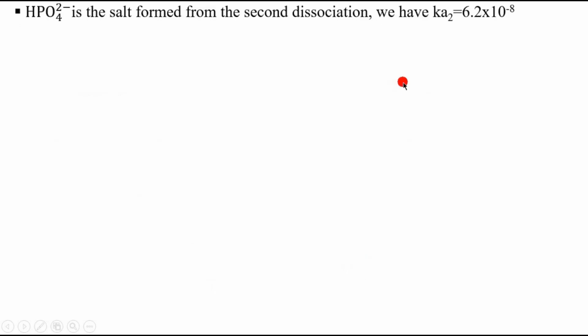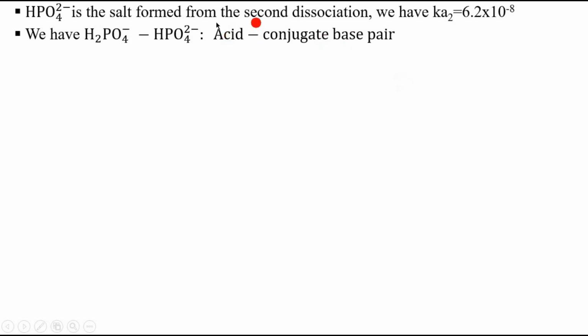So if a salt is formed from the second dissociation, that means we use Ka2. So we have this one and this one. We have the acid and its conjugate base, that's what we have as a mixture. Then this one dissociates to give H plus and this one.